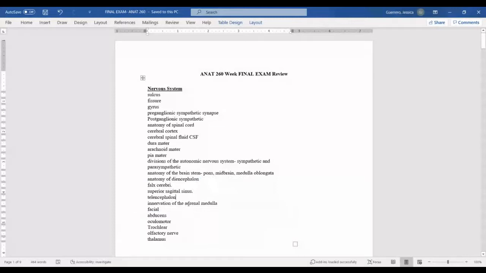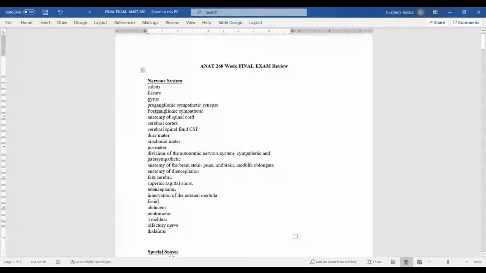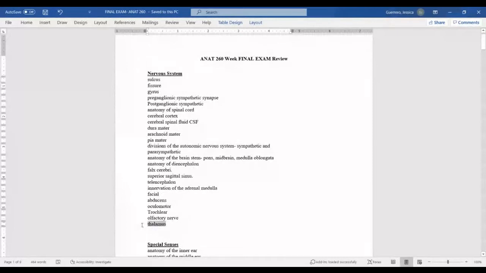The innervation of the adrenal medulla. The adrenal medulla is not necessarily the nervous system, but innervation is, so those are the nerves. The adrenal medulla is part of the endocrine system, and adrenal tells you that it's located on top of the kidney, because renal is kidney. You need to know the anatomy and the function of the facial nerve, the abducens, the oculomotor nerve, the trochlear nerve, the olfactory nerve, and the anatomy of the thalamus. Okay, and that wraps you back to the diencephalon. That should cover you for the nervous system material for the final exam.